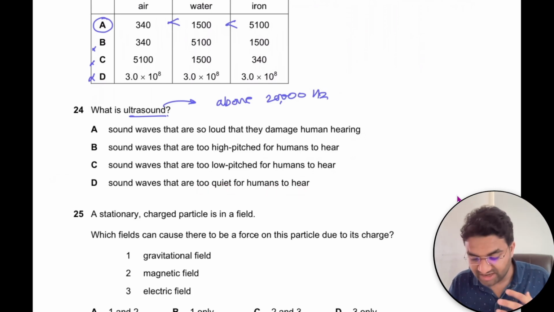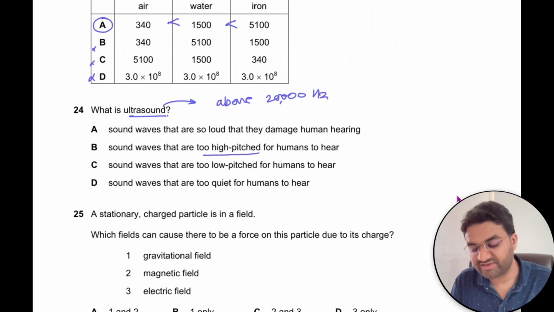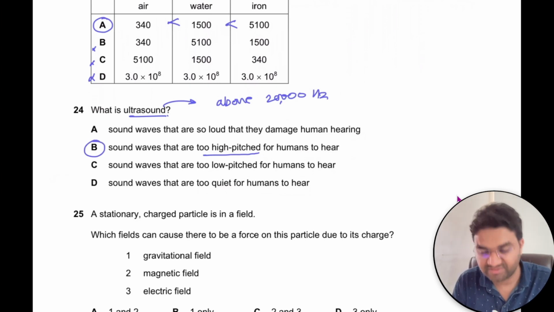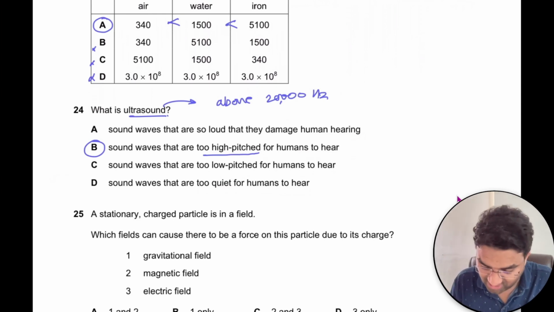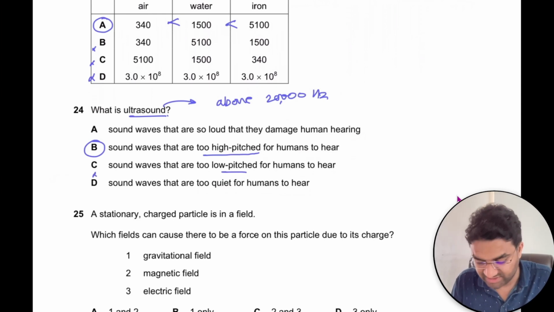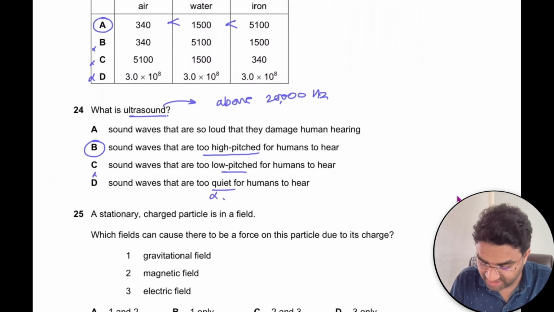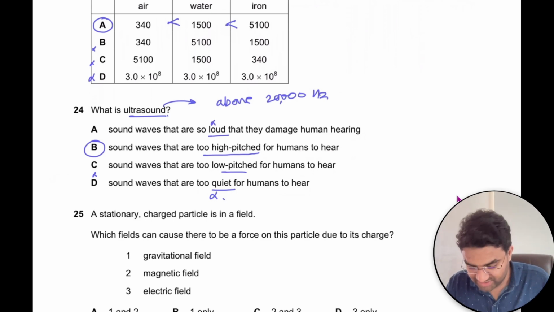Here, these ultrasounds are more specifically high pitched, and they are high pitched for humans to hear. So this B is a more appropriate answer than the other three. Low pitched doesn't fit, too quiet, no. Then louder doesn't make sense as well. So the more appropriate is B.